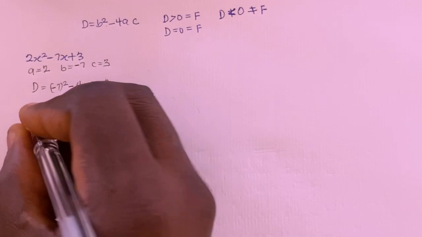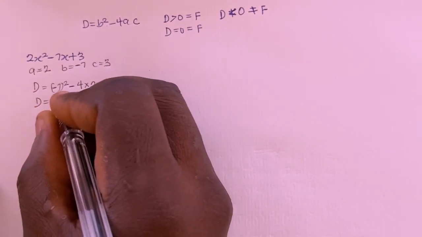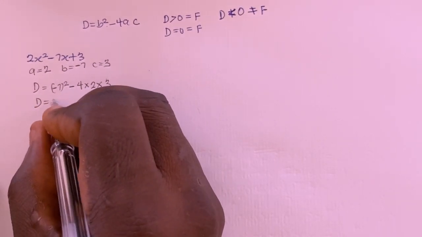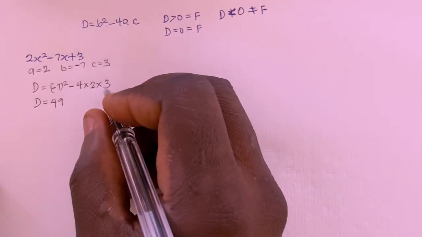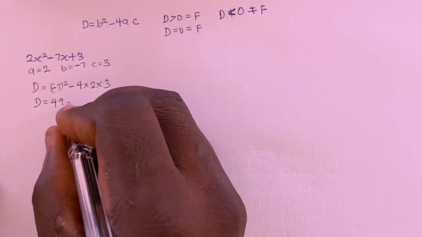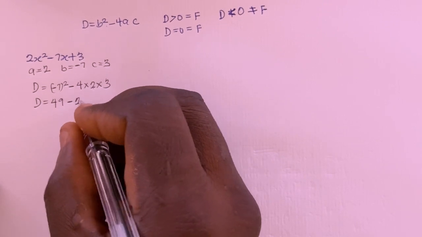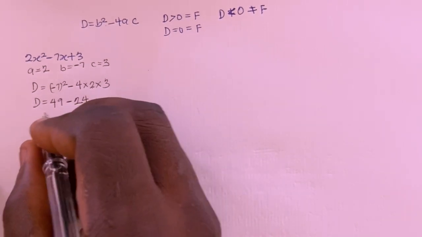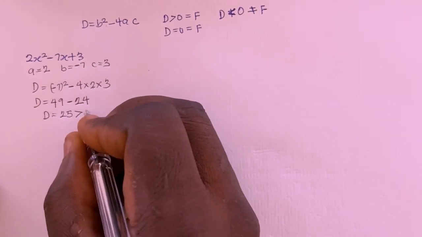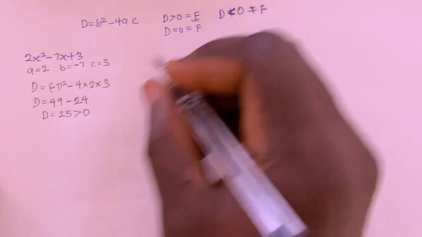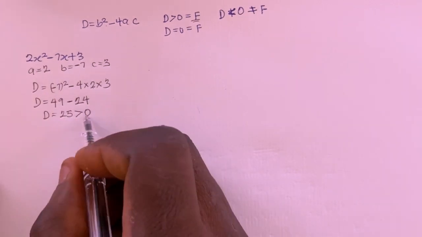So d equals minus 7 squared, which gives us 49, then minus 4 multiplied by 2, that's 8, multiplied by 3, that's minus 24, exactly. So our d is 25, which is greater than 0. That means the expression is factorizable.